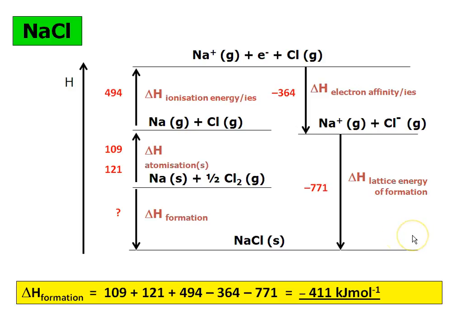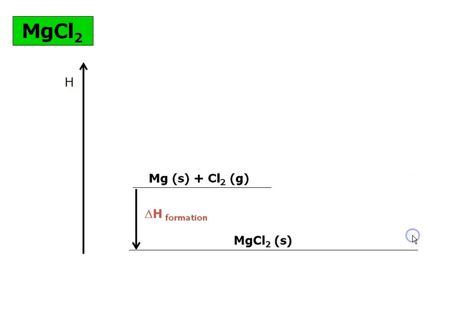Right, so magnesium chloride, a little bit more complicated, this one. Again, we start with our ionic solid at the bottom on the line, and the elements in their standard states. Chlorine is a gas, magnesium is a solid. This time we don't need to have half chlorine because magnesium forms a 2+ ion, yeah, MgCl2.